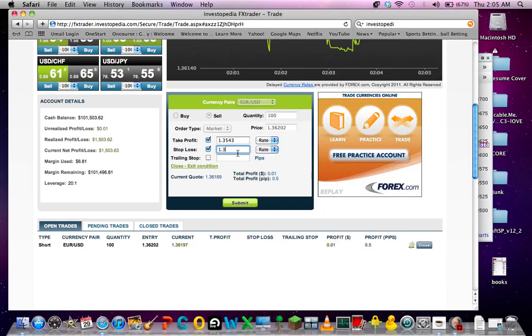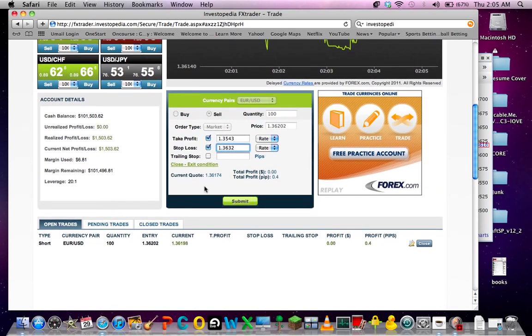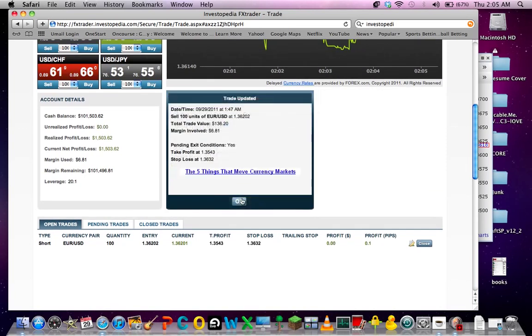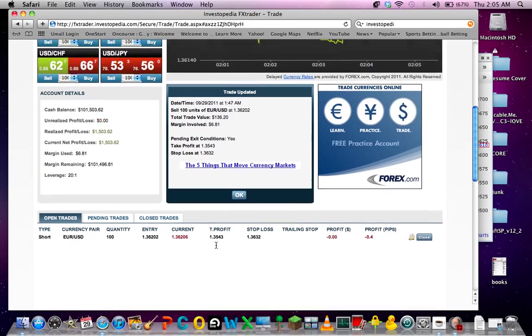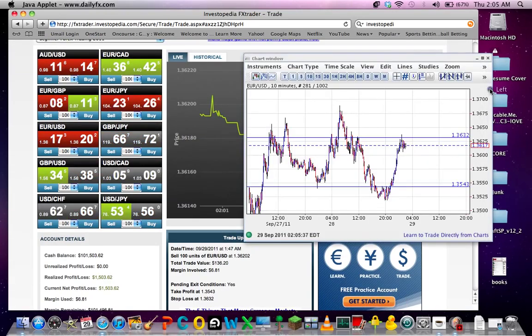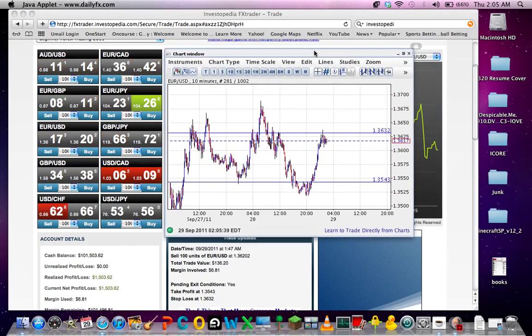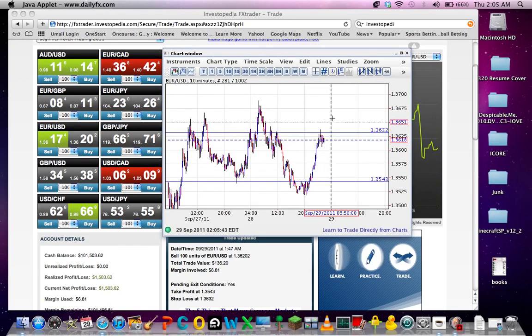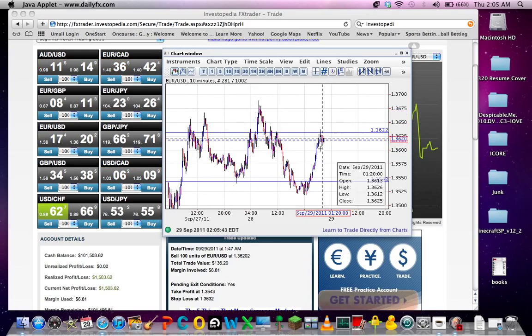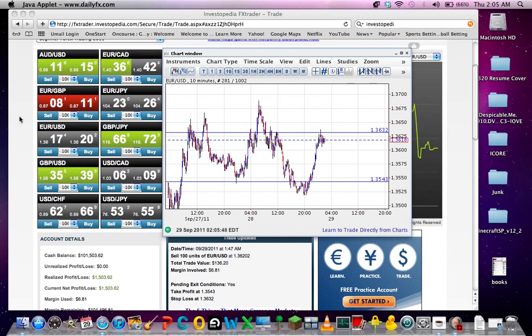1.3632. Okay, so you can see right here that our stop loss went in and our take profit also went in. So just in case any of those things happen, our profit will be protected if we ever hit this margin, and our losses will also be minimized if it ever decides to trend up.